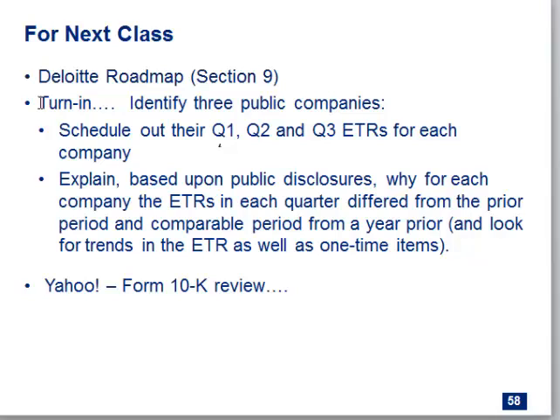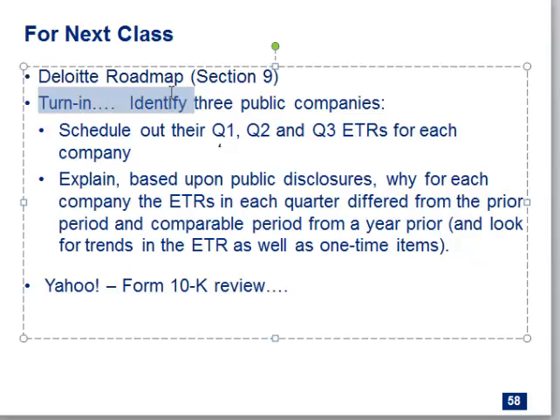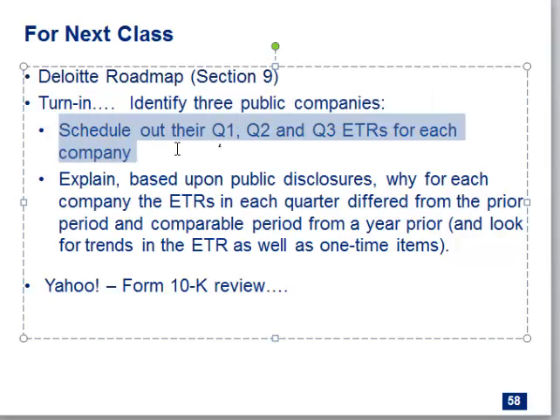Okay, so the next thing I want you to do is something I want you to turn in. Identify 3 public companies and schedule out their Q1, 2, and 3 ETRs. It's not really bad. If you identify a company that has not had their Q1, 2, and 3 recently, go to their last fiscal year. I don't care that it's current. Find a company, find their Q1, Q2, and Q3 10 Qs, and figure out what their effective tax rate is each quarter.